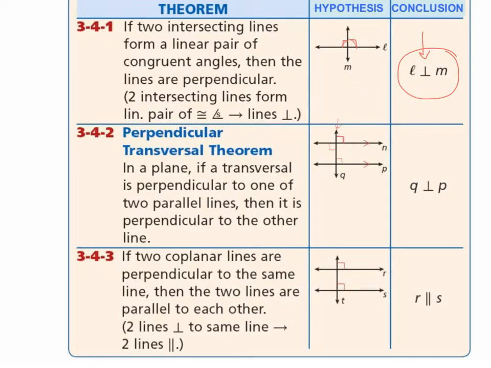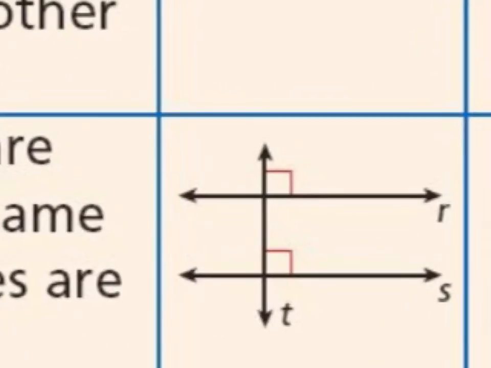And lastly, we have if two coplanar lines are perpendicular to the same line, then the two lines are parallel to each other. So this is the same thing as the one before, but just reverse. If we know that this line is perpendicular to both of them, then we have to know that these two lines are parallel.